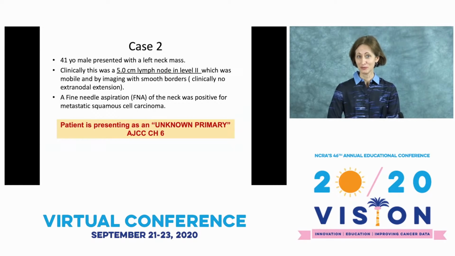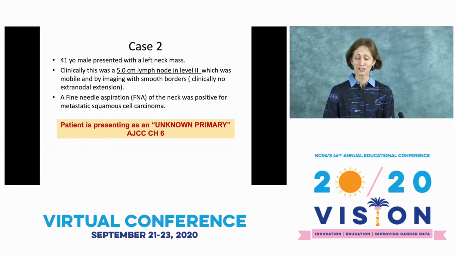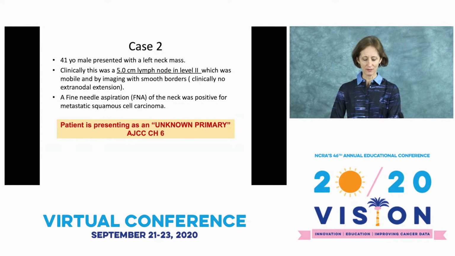The first thing you need to do when you have a mass is determine, is it in fact cancer or something else? And so a fine needle aspiration is a type of biopsy that was performed, and it was positive for metastatic squamous cell carcinoma. So as this patient presents, perhaps in the community, it begins as a patient of an unknown primary. He has cancer in the neck, but we're unsure where it comes from. I point this out because this is a new chapter in AJCC, Chapter 6, and we'll start with it until we know where the primary is for this case.